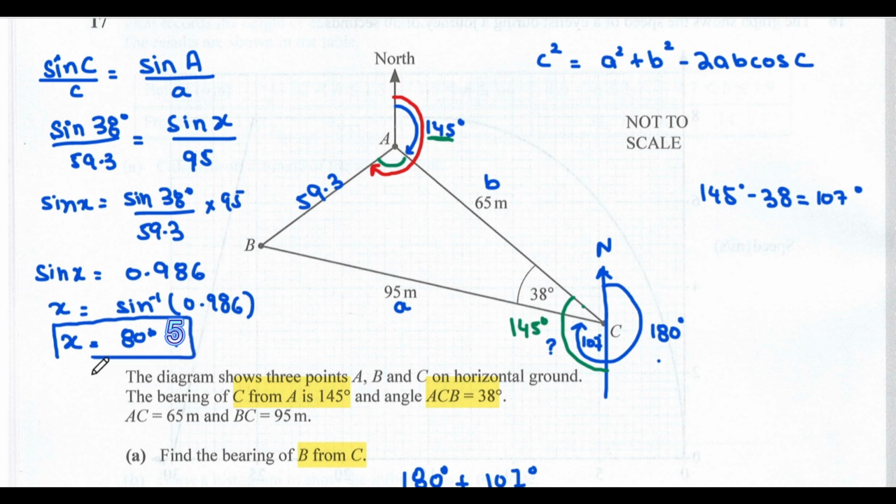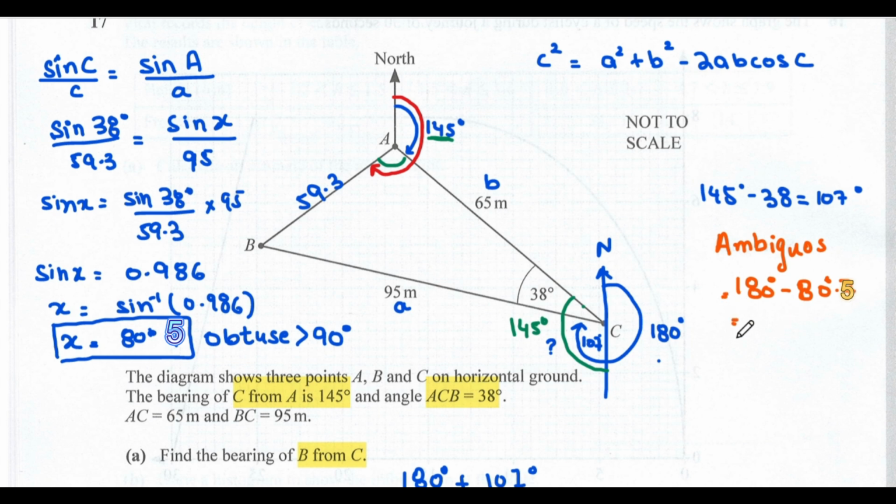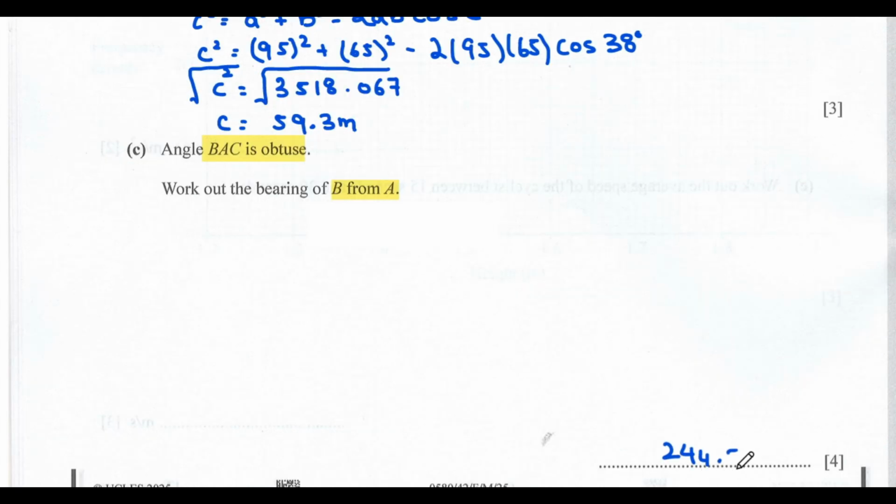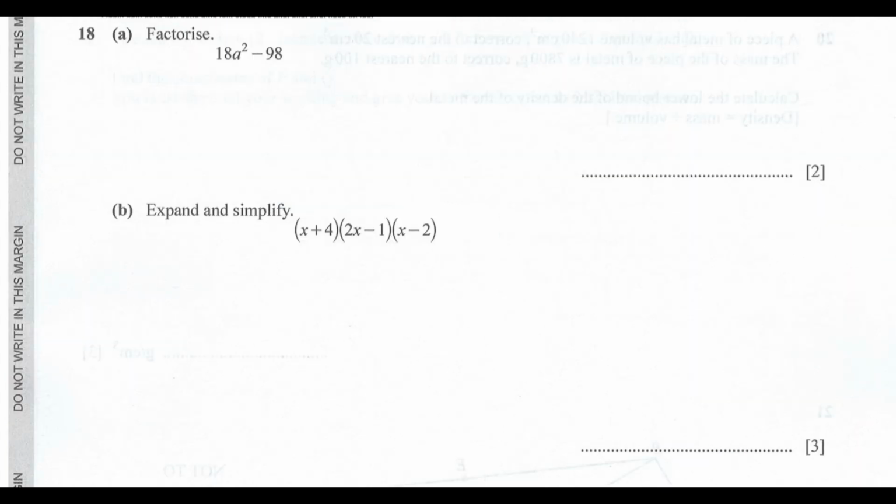But the question told us that this angle A is an obtuse angle, which is greater than 90. To get an obtuse angle from this 80.5, we'll use the property known as the ambiguous case, which will help us get another possible angle. So I'll subtract 80.5 from 180 and I'll get the other possible obtuse angle, which is 99.5. So this angle is 99.5. So collectively the bearing would be 145 plus 99.5, which would be 244.3 degrees.